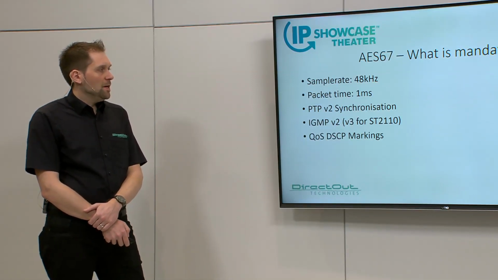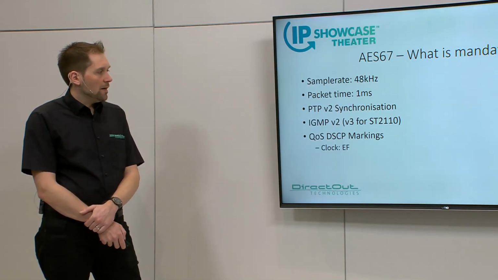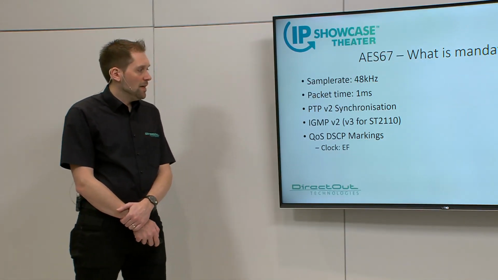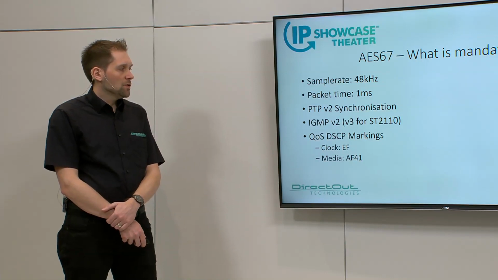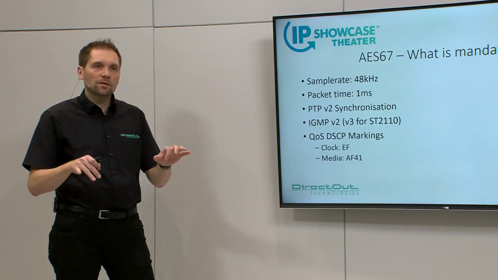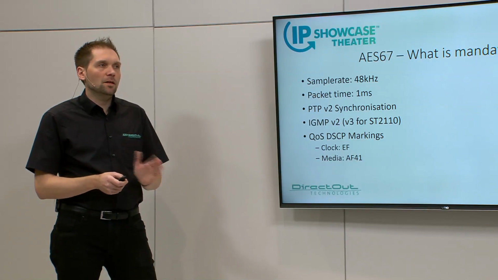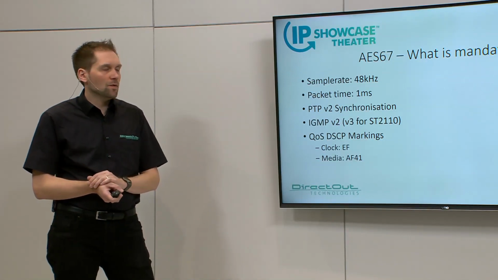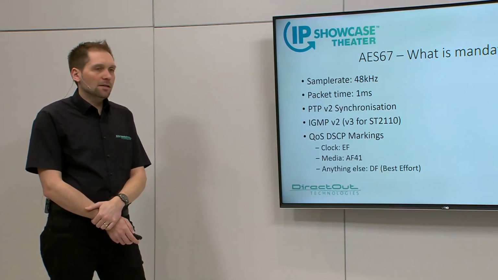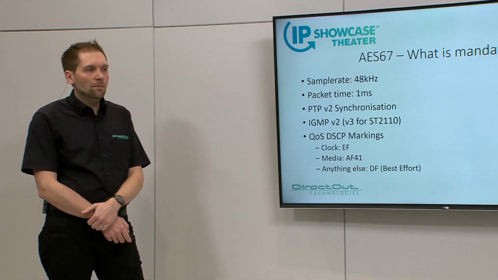It gives DSCP markings for quality of service. So the clock packets for PTP are supposed to be marked with EF, and the media is supposed to be marked with AF41 to make sure that the switches handle clock and media with different priorities, with different queues, so that the synchronization is stable. It has the fastest path through the network, while media is, of course, with high priority, and then anything else on the network is just with best effort whenever it's time on the switch to put the data through.